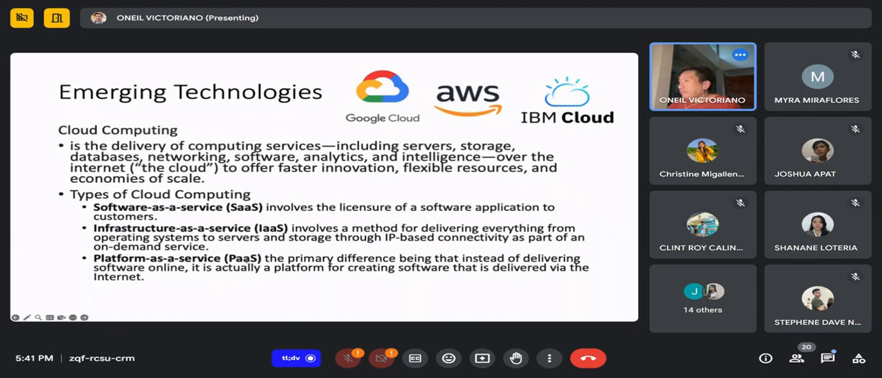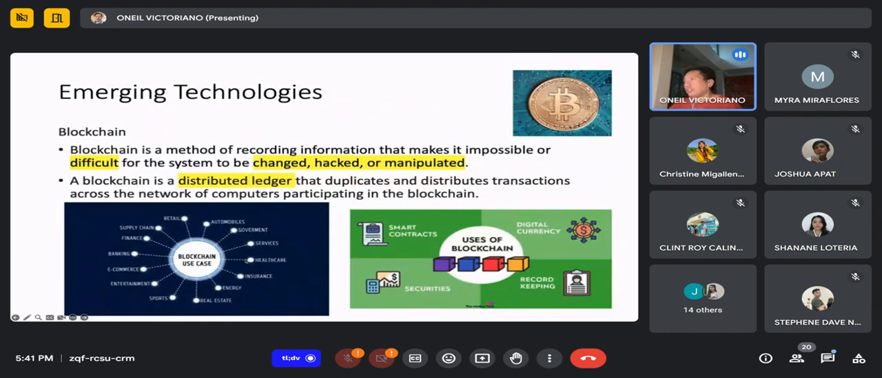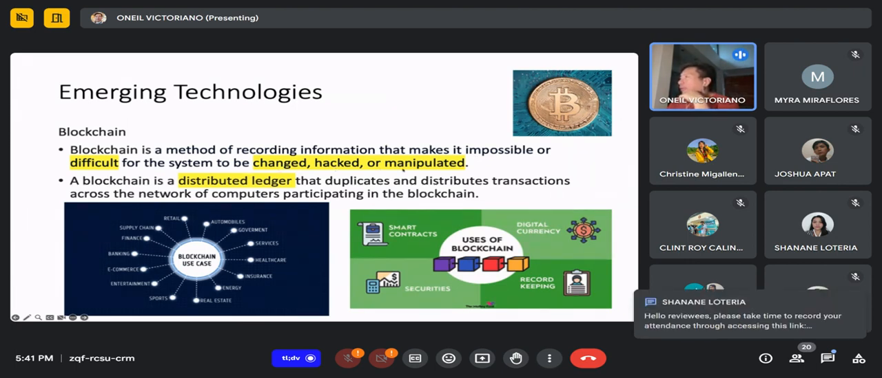Okay, so another emerging technology would be blockchain. Blockchain technology actually started with the concept of Bitcoin or bit currency, but it's not actually equated to that. So blockchain technology is a method of recording information that makes it impossible or difficult for the system to be changed, hacked, or manipulated.